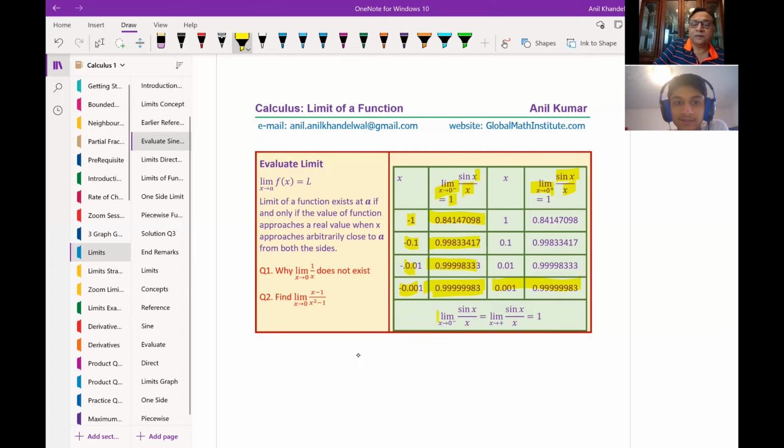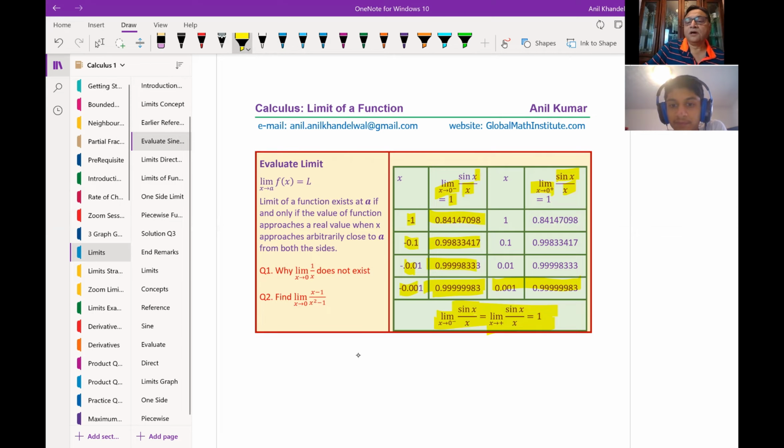Right. So can you please read what I have written here as a statement? Yes, sir. The limit of sine x over x when x approaches 0 from the left side is equal to 1, and the limit of sine x over x when x approaches 0 from the positive side is also 1. Both sides give 1, therefore the limit exists and it is 1.